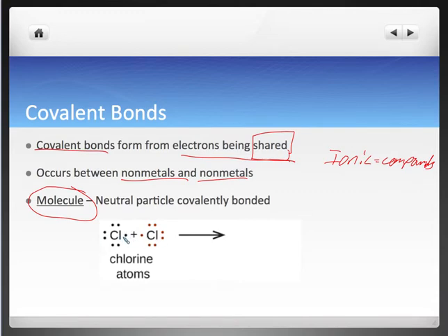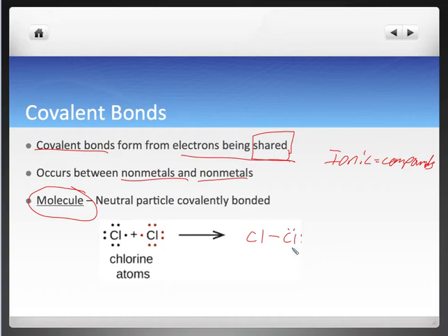All right, down here we have 2 chlorine atoms. Notice both of them have 7 valence electrons. They want to have 8, but if I give this one away, now I'm down to 6, so that's not going to work for me. And if you gave yours away, you're going to be down to 6 as well. It's not going to work for you. So what if we shared? What if we both donated 1 and put it in between us? And that's exactly how covalent bonds work.